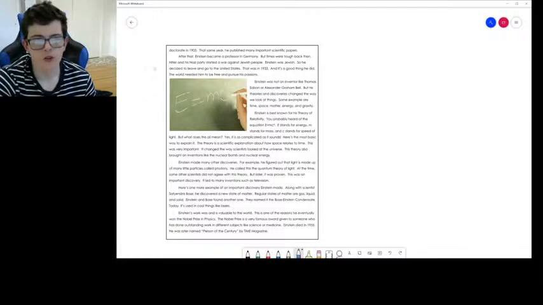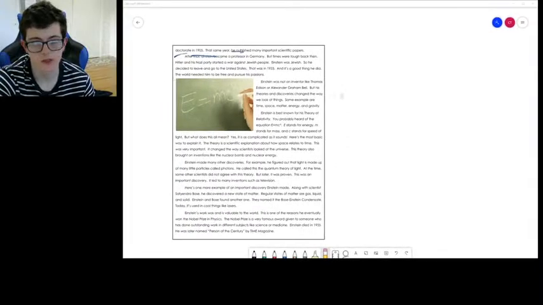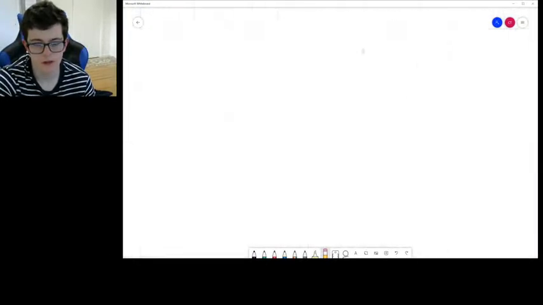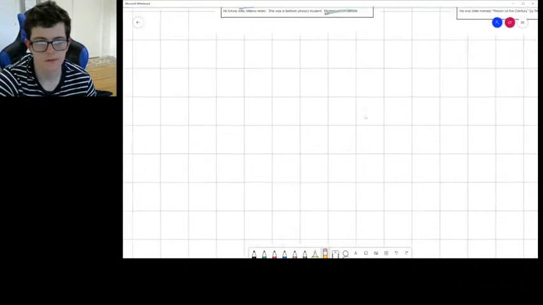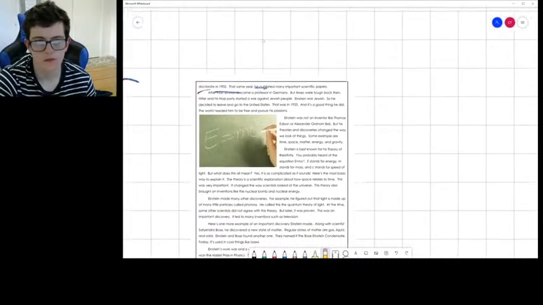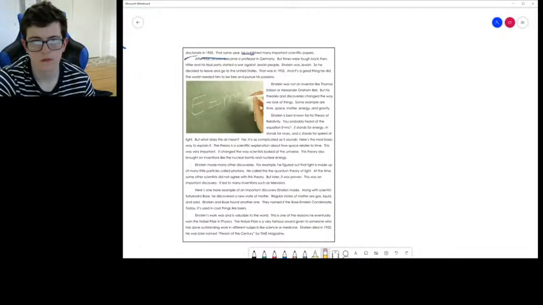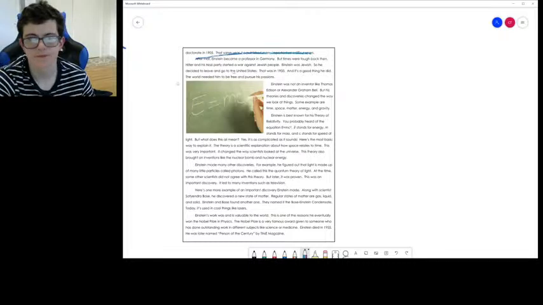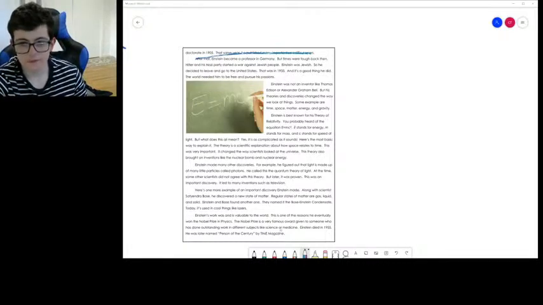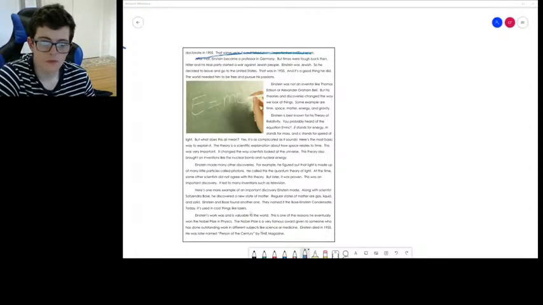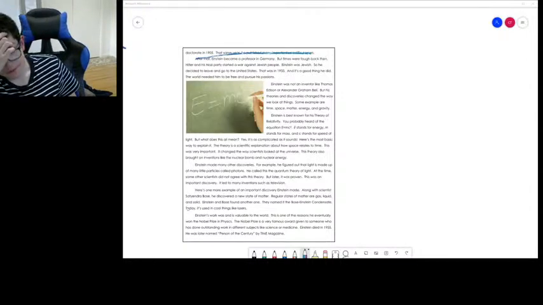So I'm going to give everyone 2 minutes to annotate this passage, because it's a little bit of a shorter block. 2 minutes, everyone. I'm sorry, I moved from the text. 1 minute. I'll give everyone an extra minute.